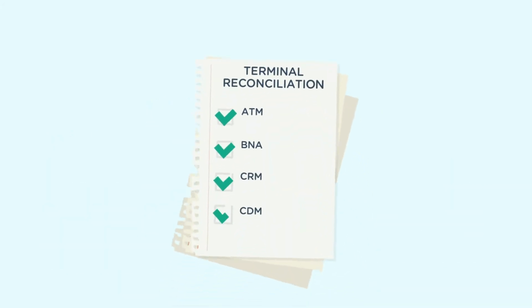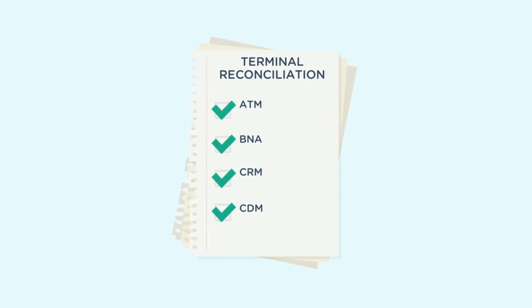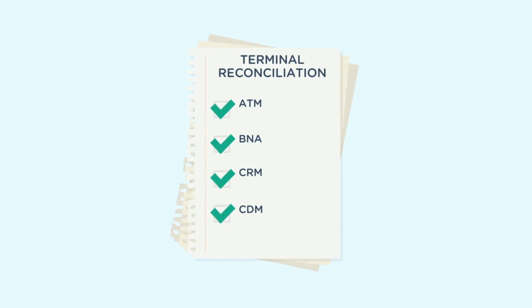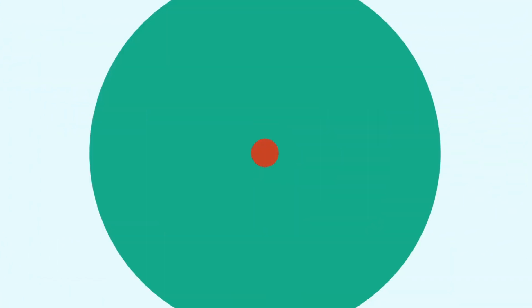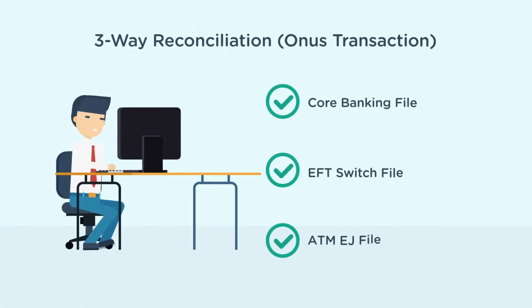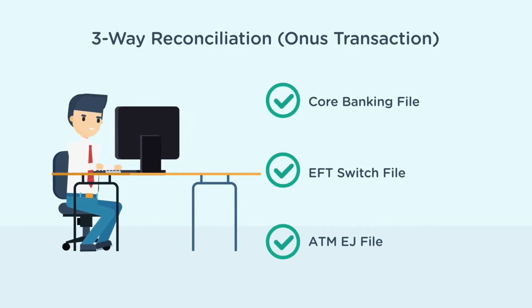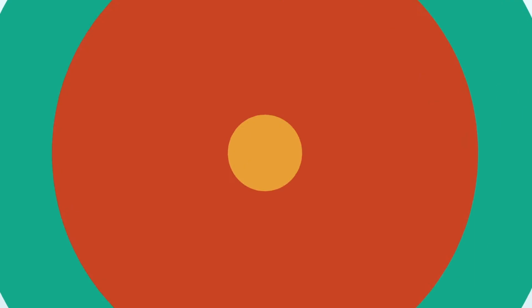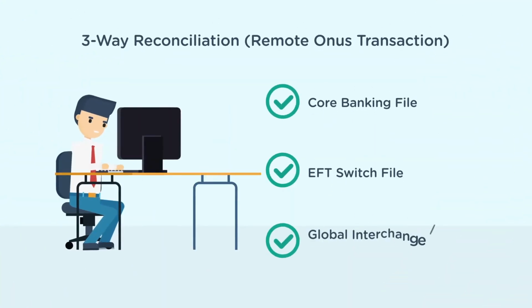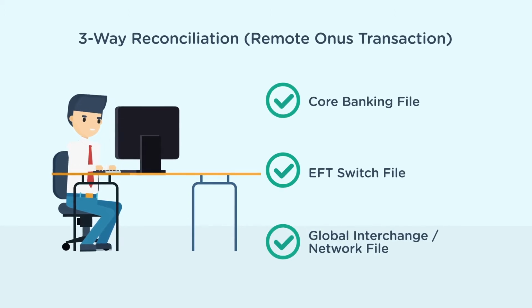Now let's see each transaction reconciliation type in detail. We can do 4-way, 3-way and 2-way reconciliation for terminals like ATM, BNA, CRM and CDMs. It contains the following types like 3-way on-us transaction reconciliation for core banking file, EFD switch file and ATM EJ file. And 3-way remote on-us transaction reconciliation for core banking file, EFD switch file and global interchange or network file.